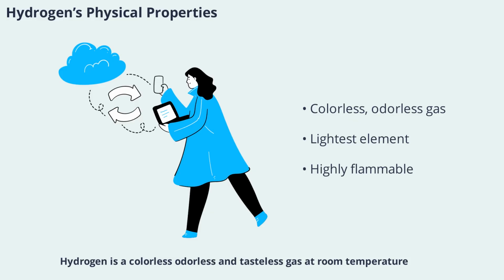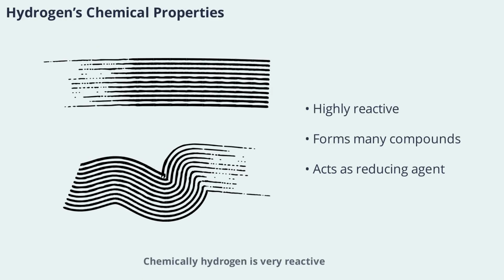Hydrogen is a colorless, odorless, and tasteless gas at room temperature. It's the lightest of all gases and highly flammable. These properties make hydrogen useful in balloons, airships, and as a fuel, but also require careful handling due to its flammability. Chemically, hydrogen is very reactive.